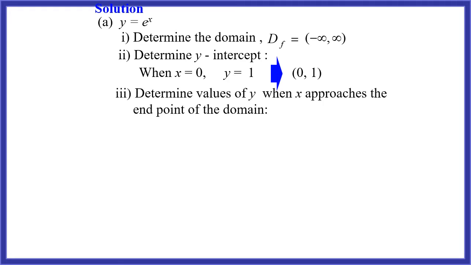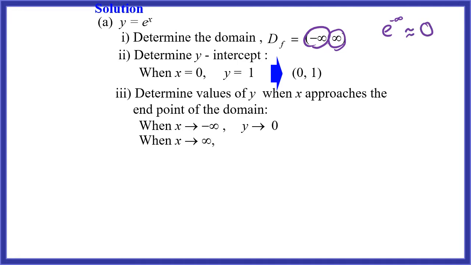And then, determine the value of y when x approaches the endpoints of the domain. So what are the endpoints of the domain? Negative infinity and infinity. We do the same thing as the basic properties of exponential function, which means that when x approaches negative infinity, y approaches e to the power of negative infinity. You can try using your calculator: e to the power of negative 1,000, negative 10,000, negative 100,000. You will get a really small value, 10 to the power of negative something, 0.00000, which is really close to 0. So you can remember e to the power of negative infinity approaches 0, almost the same as 0.